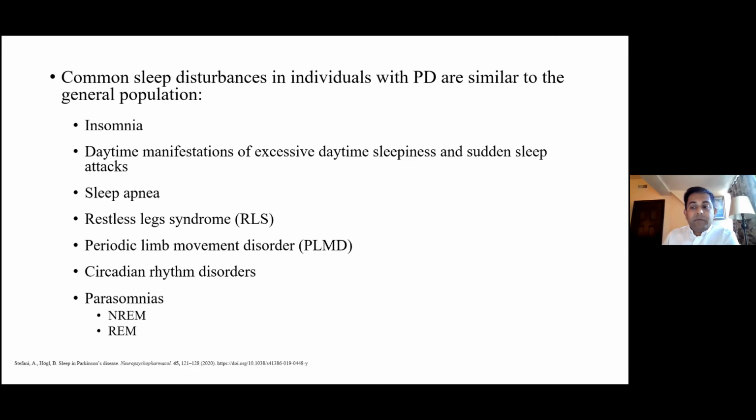Also sleep apnea, restless leg syndrome, periodic limb movement disorder, circadian rhythm disorders or disorders of the internal clock, which can be advanced sleep phase disorder, where an individual may go to sleep at 7 p.m. and wake up at 3 a.m., or delayed sleep phase disorder, which is in those individuals that are night owls that may not go to bed until 3 a.m. and wake up at 10 a.m. But then even parasomnia behaviors, which are abnormal behaviors during sleep, which can include both non-REM, which are activities that occur outside of REM sleep, which is where we dream, that can include sleepwalking, or those abnormal behaviors that occur when we dream, such as nightmares or REM sleep behavior disorder.